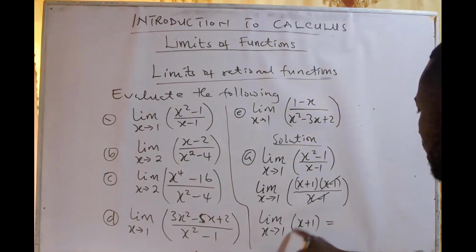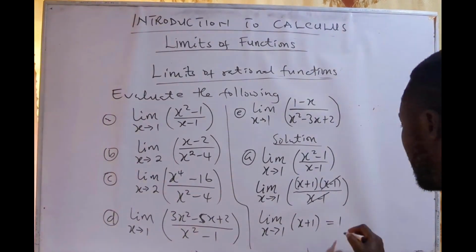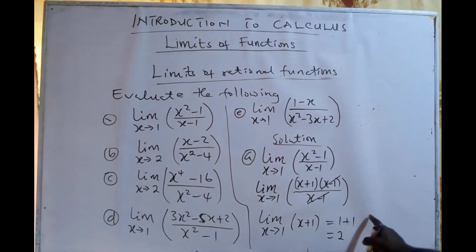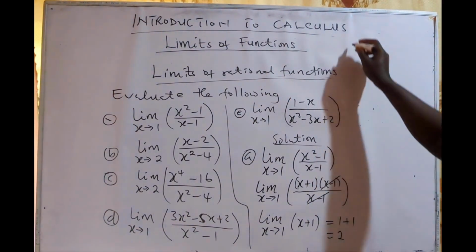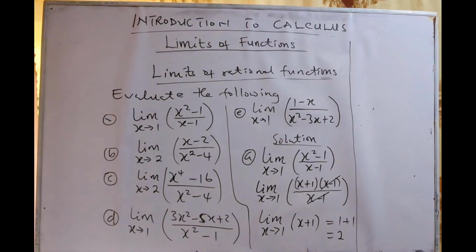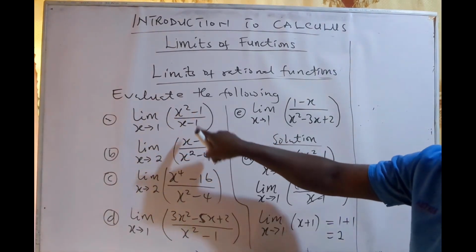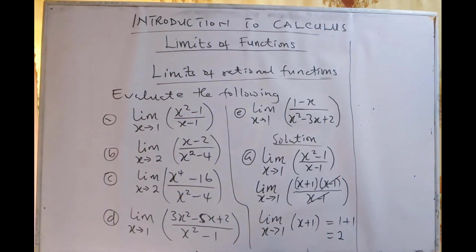So as s approaches 1, what do I have here? 1 plus 1, and that will give me 2. So I substitute 1 here. I have 1 plus 1, and that is 2. So it means that the limit of the function (s squared minus 1) all divided by (s minus 1) as s approaches 1 is 2. Okay, let's go to the next one.